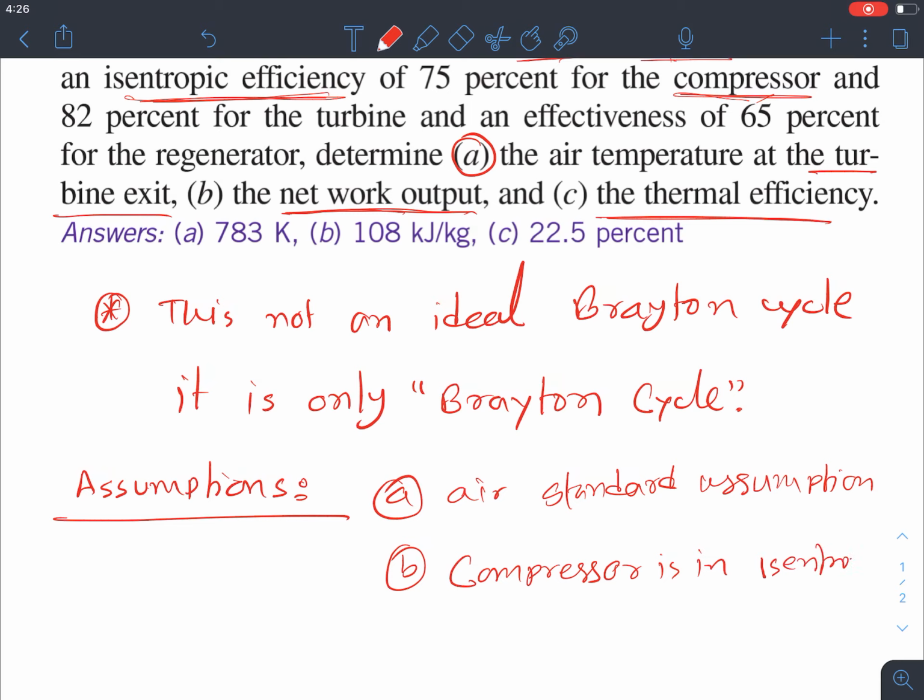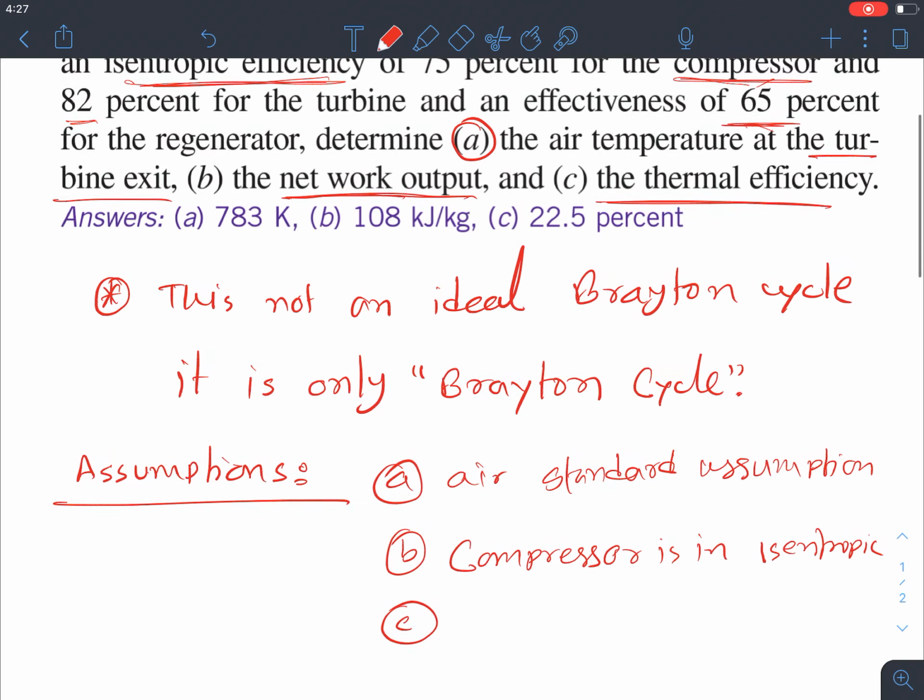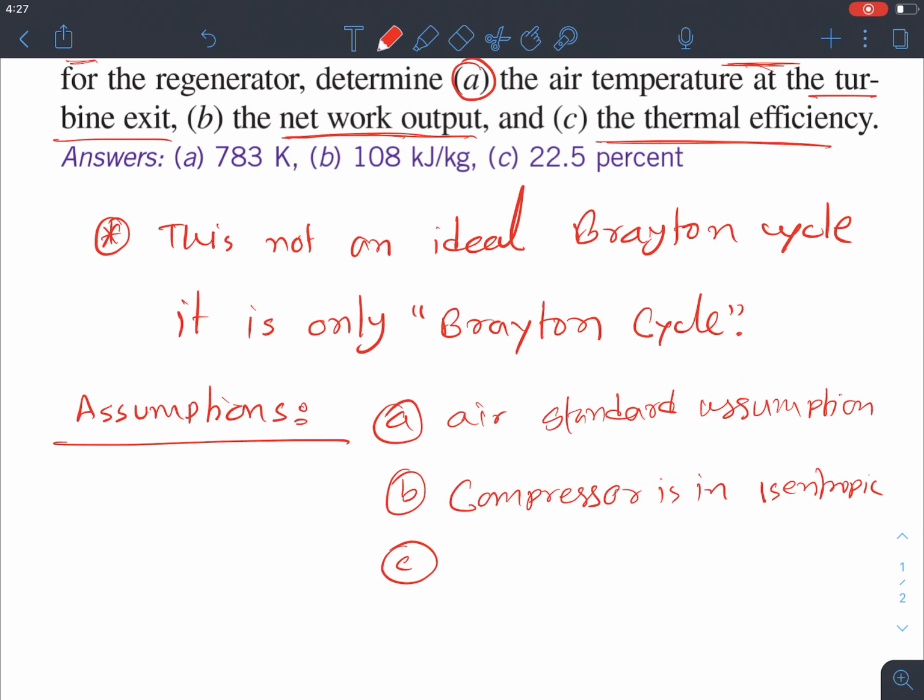So the compressor is running isentropically, right? B, the compressor is in isentropic condition, and C, the turbine efficiency is 82%, and the regeneration unit effectiveness is 65%. So basically we have to determine these three. And another important assumption I would like to mention is that delta KE and delta PE are negligible.